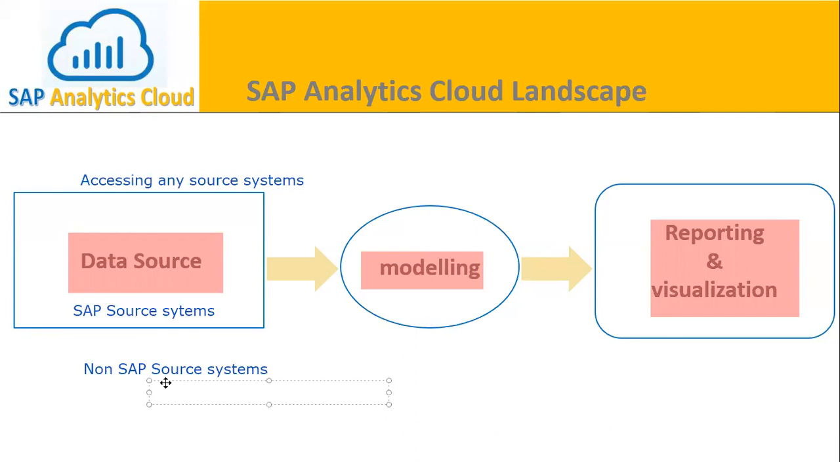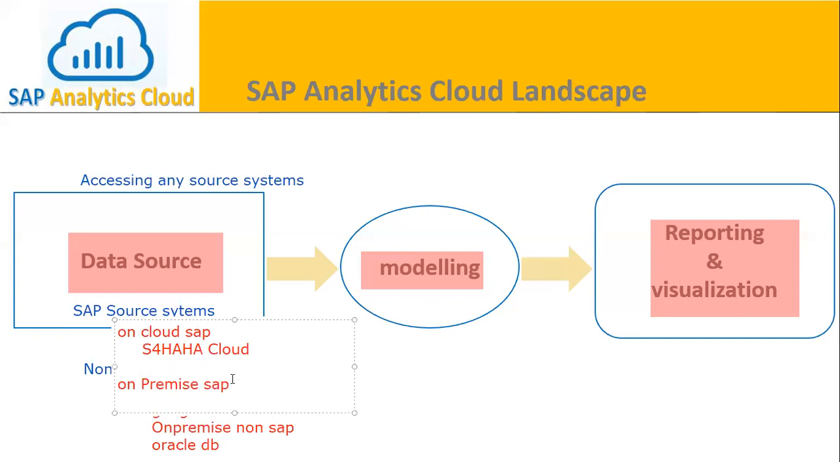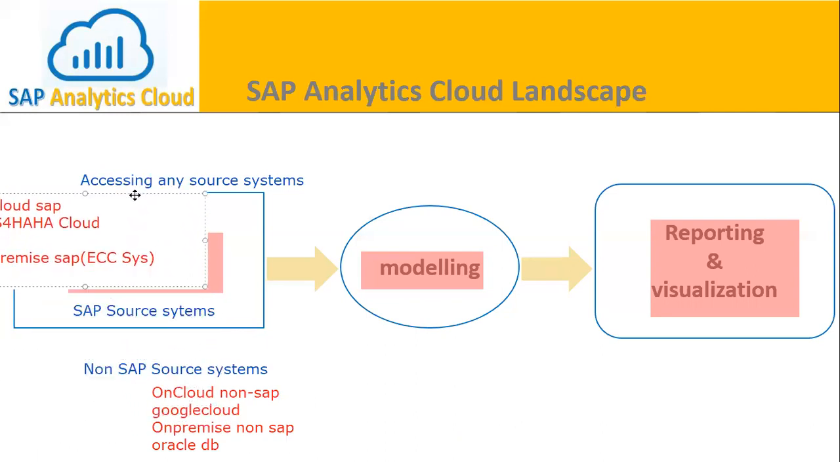In non-SAP we can have one more variation: on cloud and on-premise. For example, Google Cloud, or for example, an Oracle database. And about SAP source systems, here also it supports on cloud, for example SAP S4HANA Cloud, and on-premise SAP, for example an ECC system. These are broadly how we can classify our source systems.